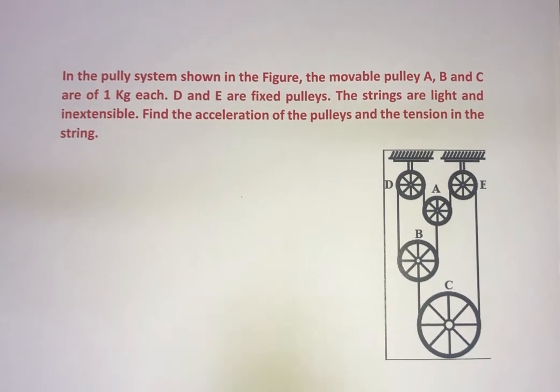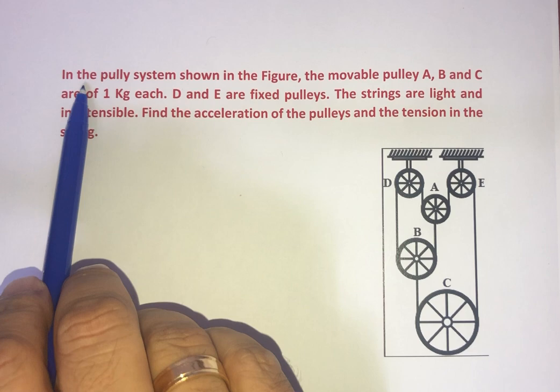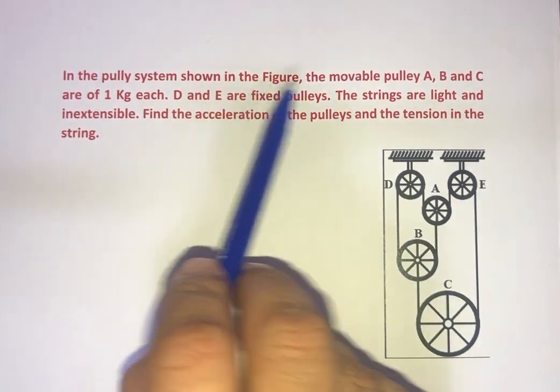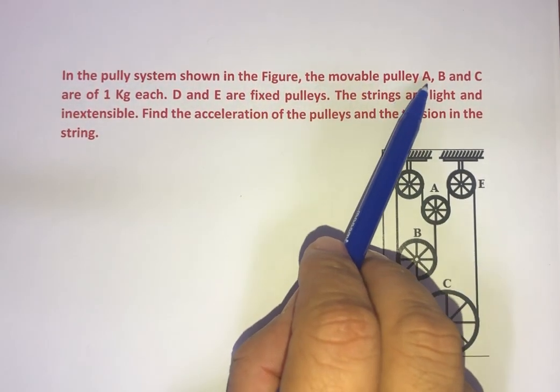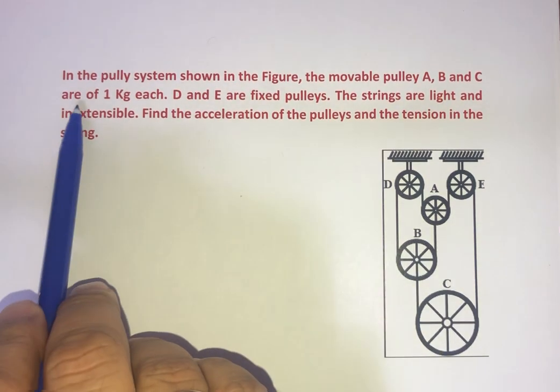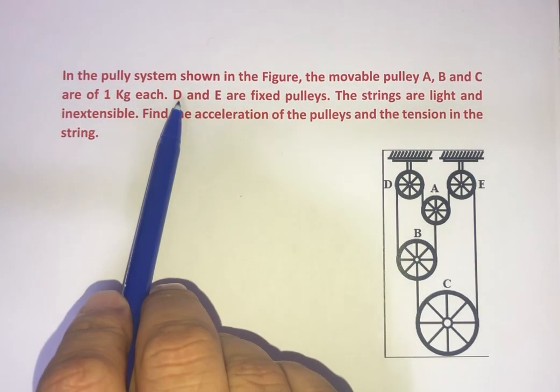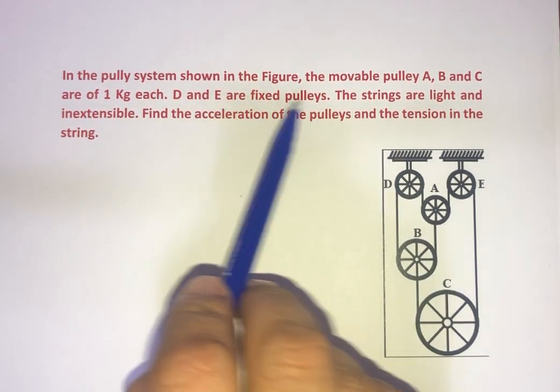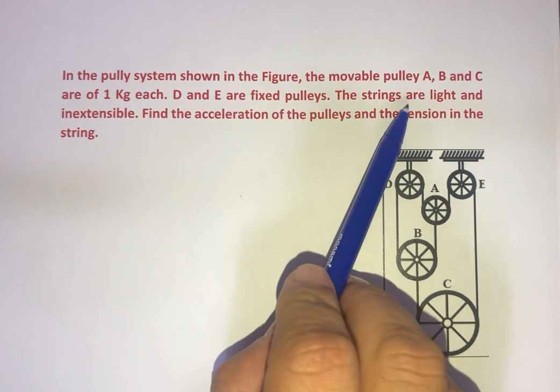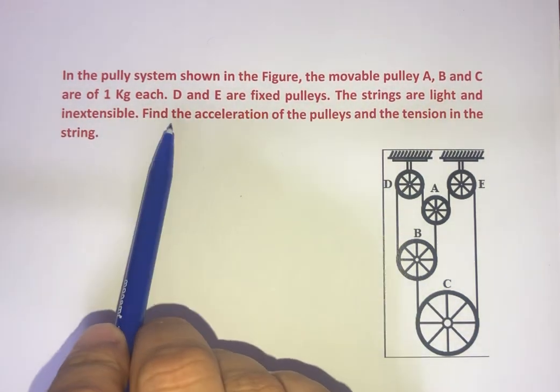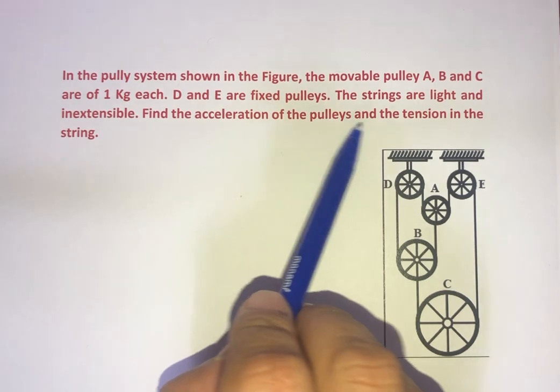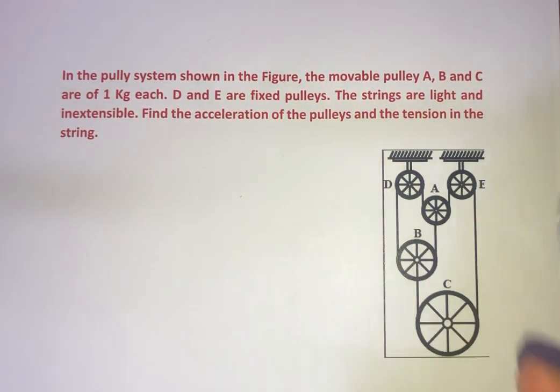Hello friends. So in today's question, in a pulley system as shown in the figure, the movable pulleys A, B and C are of 1 kg each. D and E are fixed pulleys. The strings are light and inextensible. Find the acceleration of the pulleys and the tension in the string.